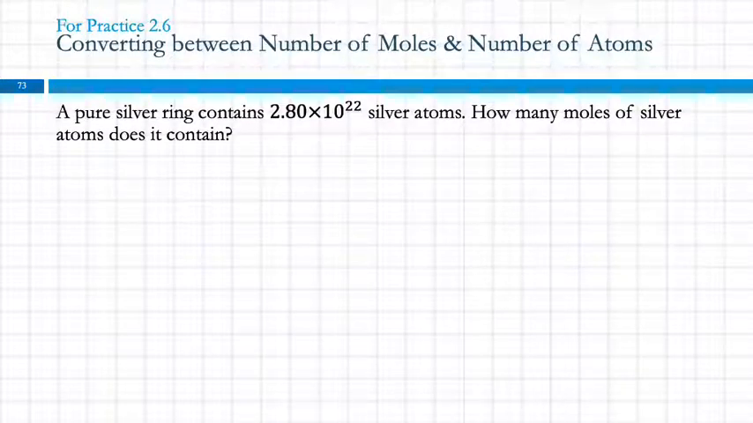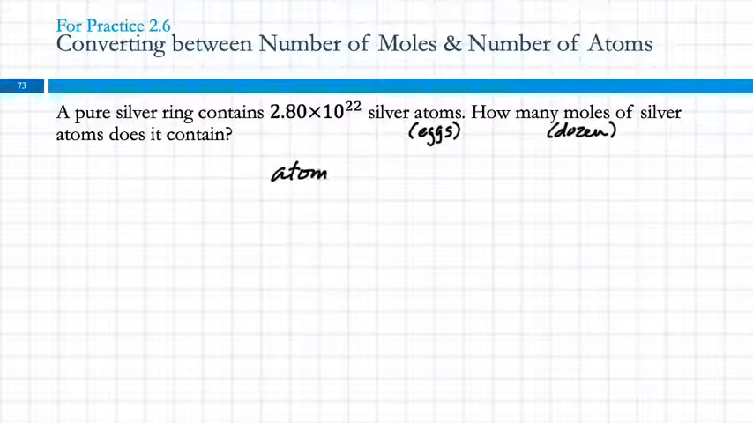Let's do an example. A pure silver ring contains 2.8 times 10 to the 22 silver atoms. How many moles of silver atoms does it contain? So when you see atoms, think eggs. And when you see moles, think dozen. So I've got atoms, and they're asking me to find moles.